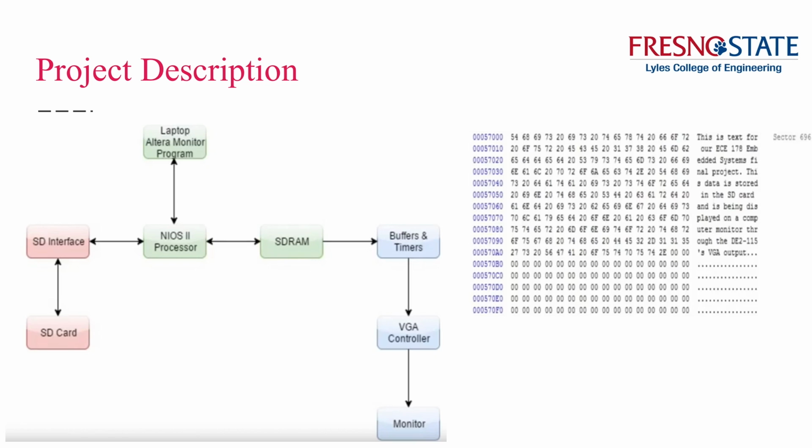Next, all the information is sent into the SDRAM, which contains all the buffers and timers that are important for synchronizing the VGA controller and the most important components. And then once everything is good to go, it goes to the VGA controller, which is finally displayed on the monitor.